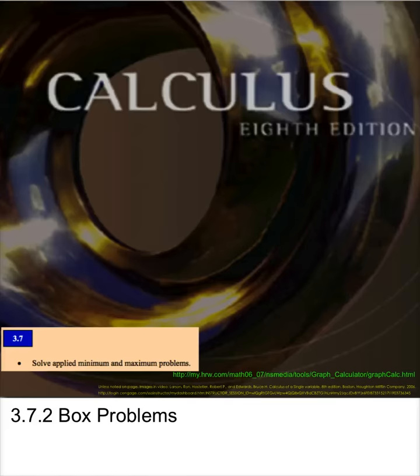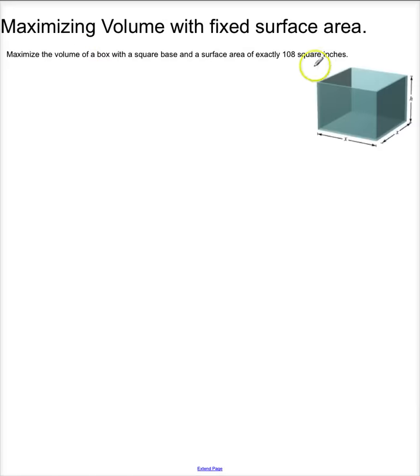Let's do a box problem. For this problem, we want to maximize the volume of a box with a square base and a surface area of exactly 108 square inches. Now, in this case, this is an open box, and so we have a bottom, but we don't have a top.